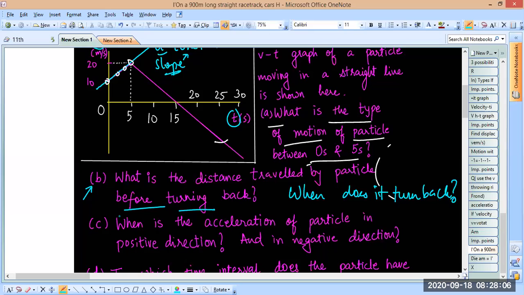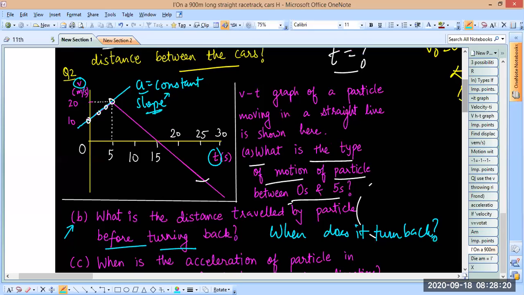When does the particle turn back? Yes, very good. At 15 seconds. All right. Particle turns back at 15 seconds. See, the idea is this is VT graph again. So here everywhere the velocity is positive till here, right? You can see this is positive velocity, positive velocity. But from this point onwards, here the velocity is negative, right?